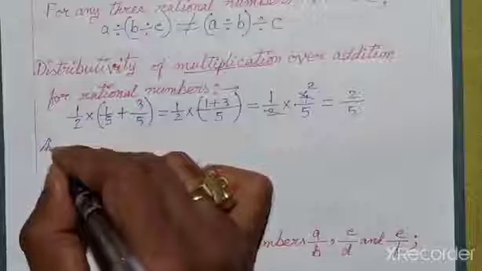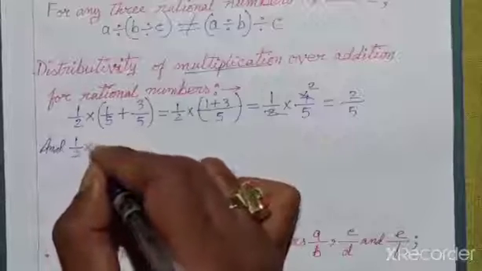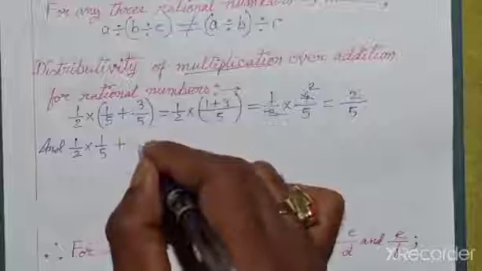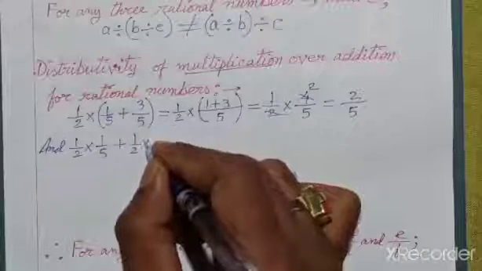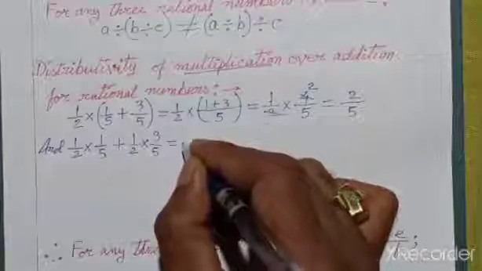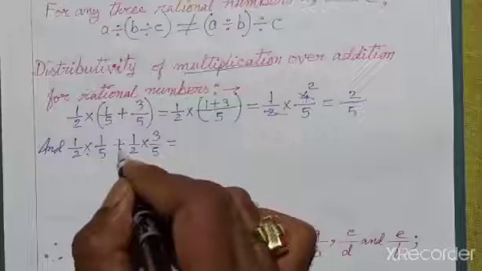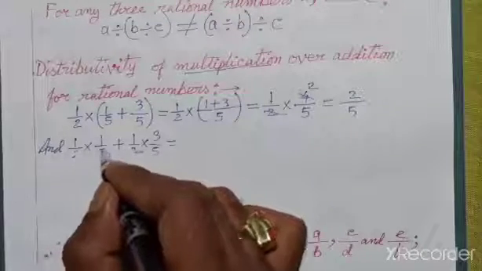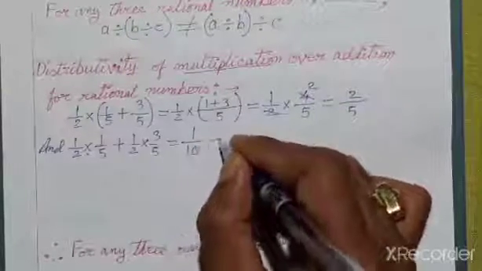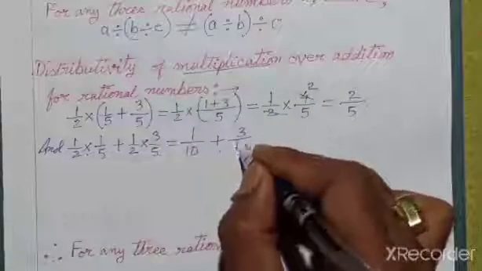And 1 by 2 into 1 by 5 plus 1 by 2 into 3 by 5. Let's find out this value. Here is multiply, here is plus. Multiply and plus, we have to do multiply first. So let's multiply these two. 1 times 1 is 1, 2 times 5 is 10, plus sign. 1 and 3 are multiplied, we are getting 3. 2 and 5 are multiplied, then we are getting 10.